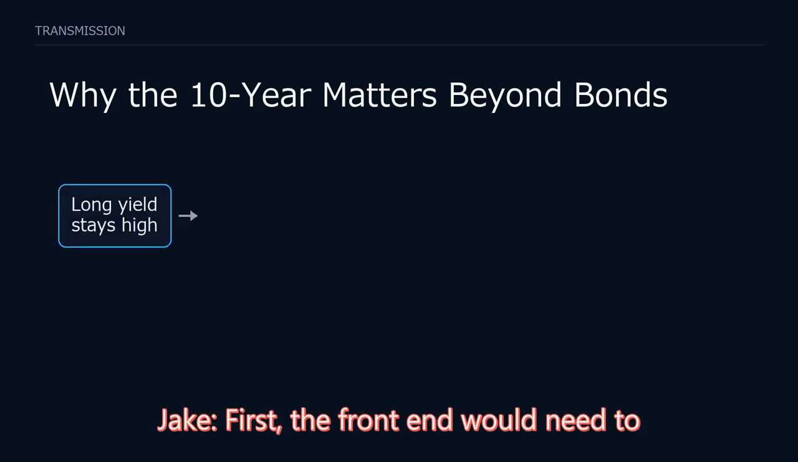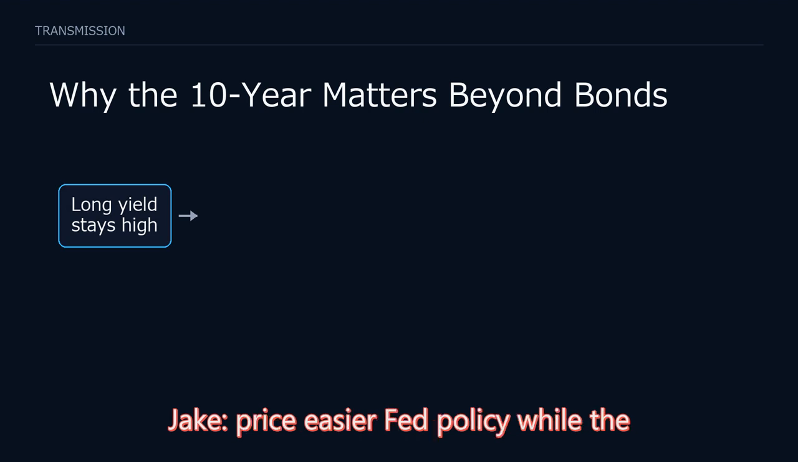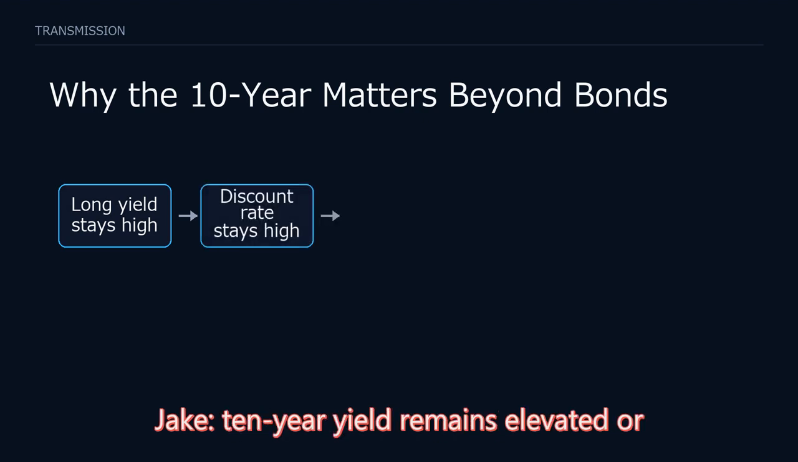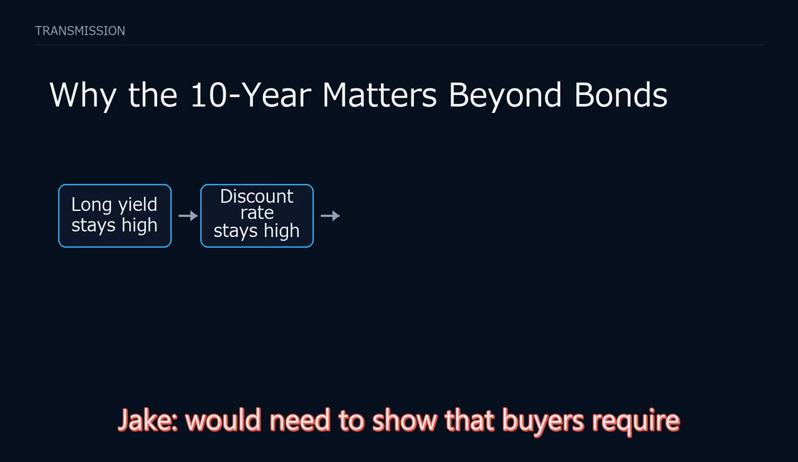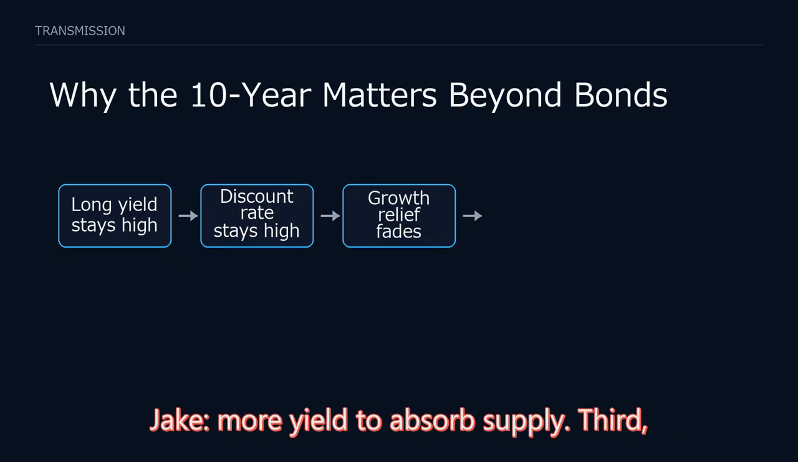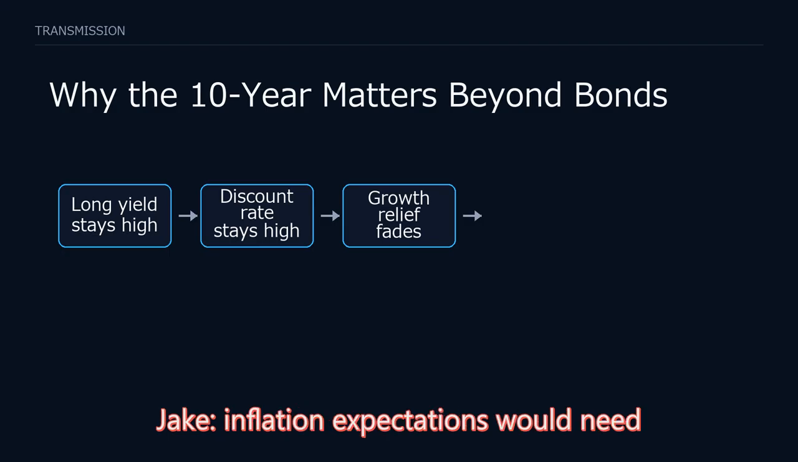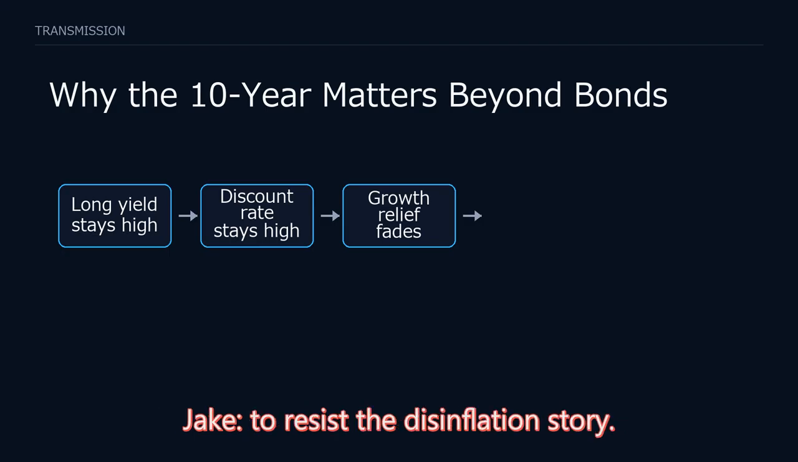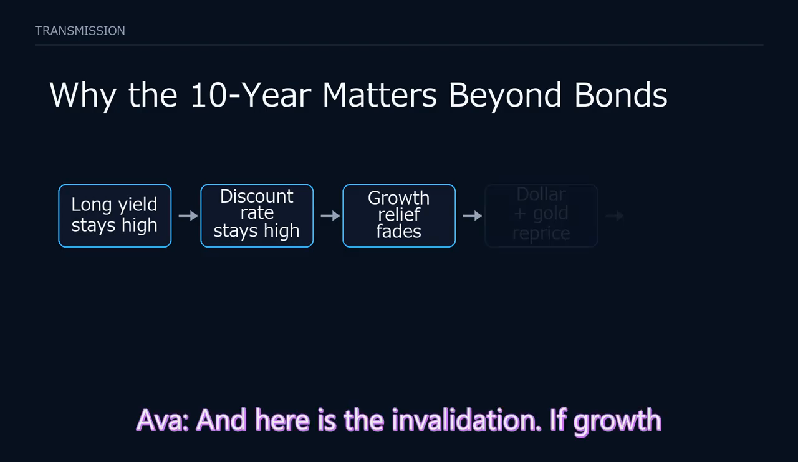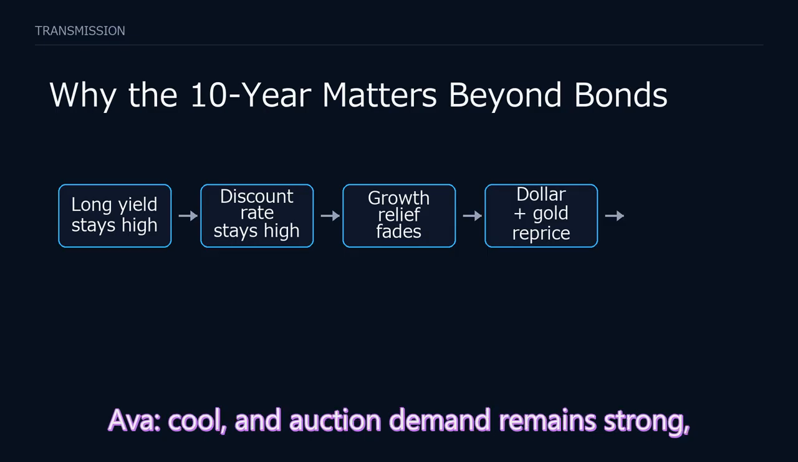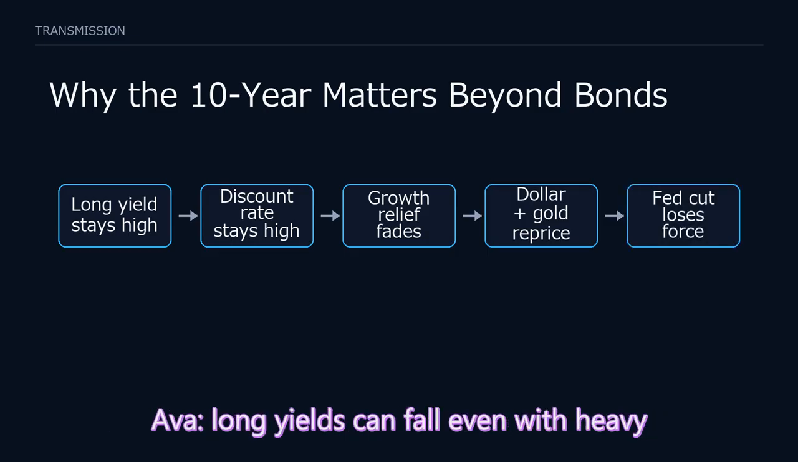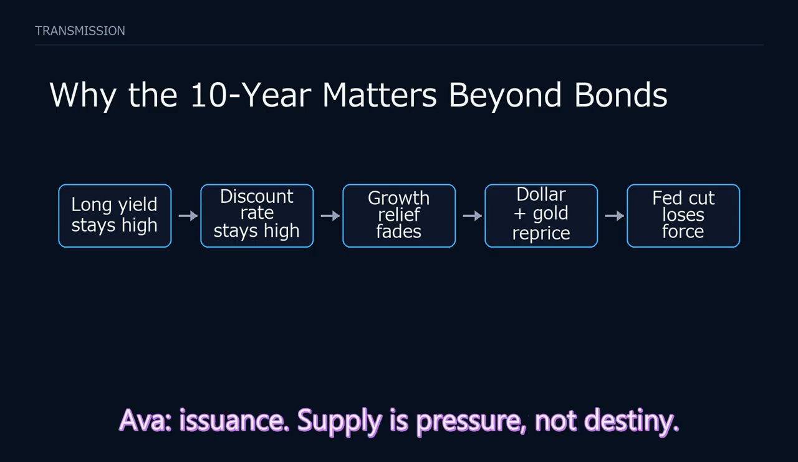First, the front end would need to price easier Fed policy while the 10-year yield remains elevated or rises. Second, Treasury auctions would need to show that buyers require more yield to absorb supply. Third, inflation expectations would need to resist the disinflation story. And here is the invalidation. If growth data weakens, inflation expectations cool, and auction demand remains strong, long yields can fall even with heavy issuance. Supply is pressure, not destiny.